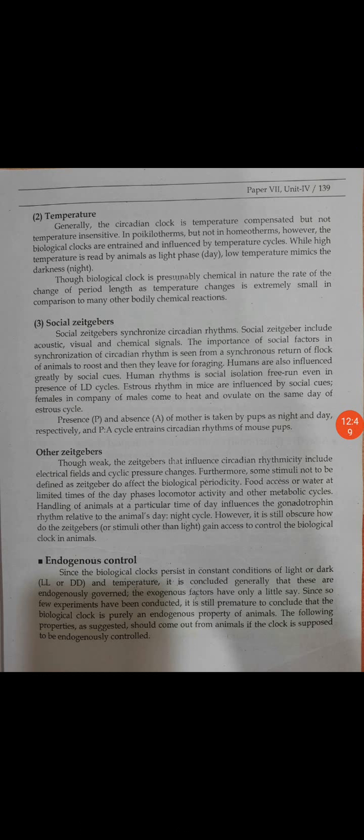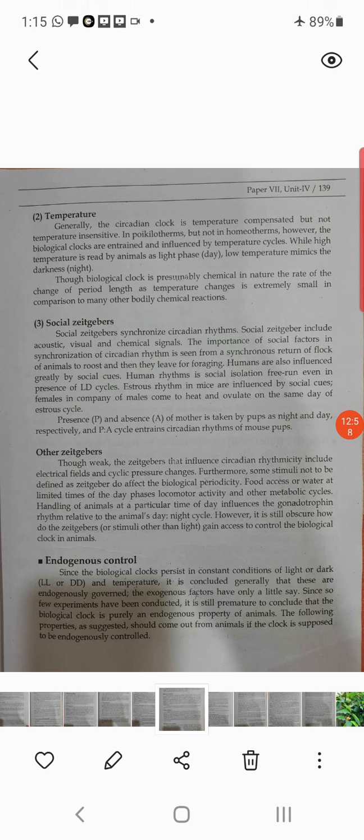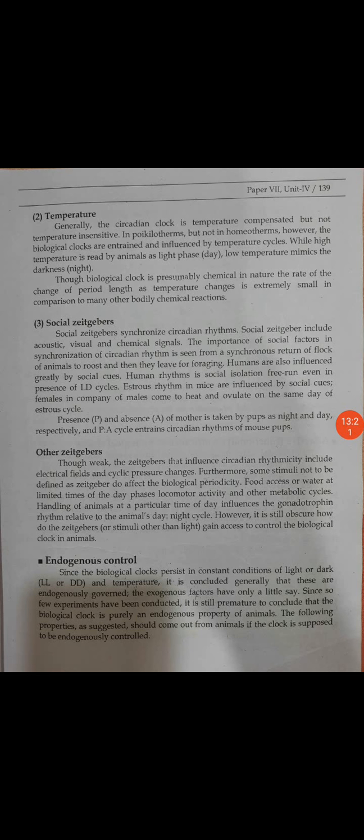Now, human rhythms in social isolation free run, even in the presence of light and dark cycles. Estrous rhythm in mice is influenced by social cues. Females in company of males come to heat and ovulate on the same day of the estrous cycle. So it is a social time giver. Socially, the other members are there, so their cycles depend upon the presence of these other members. For example, in rats.